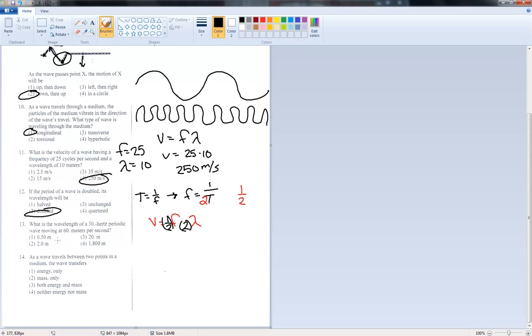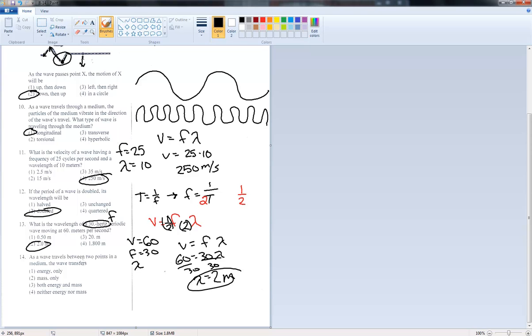13. What is the wavelength of a 30 hertz? You see this word hertz? You should know that we're talking about frequency. All right, that's from your notes. 30 hertz periodic wave moving at 60 meters per second. 60 meters per second, that's a speed. So they've given us V equals 60. The F is 30. And they're looking for the wavelength. V equals F times wavelength. 60 equals 30 times the wavelength. Divide both sides by 30. And we get the wavelength should be equal to 2. And this is the length, so this is going to be meters. 2 meters.